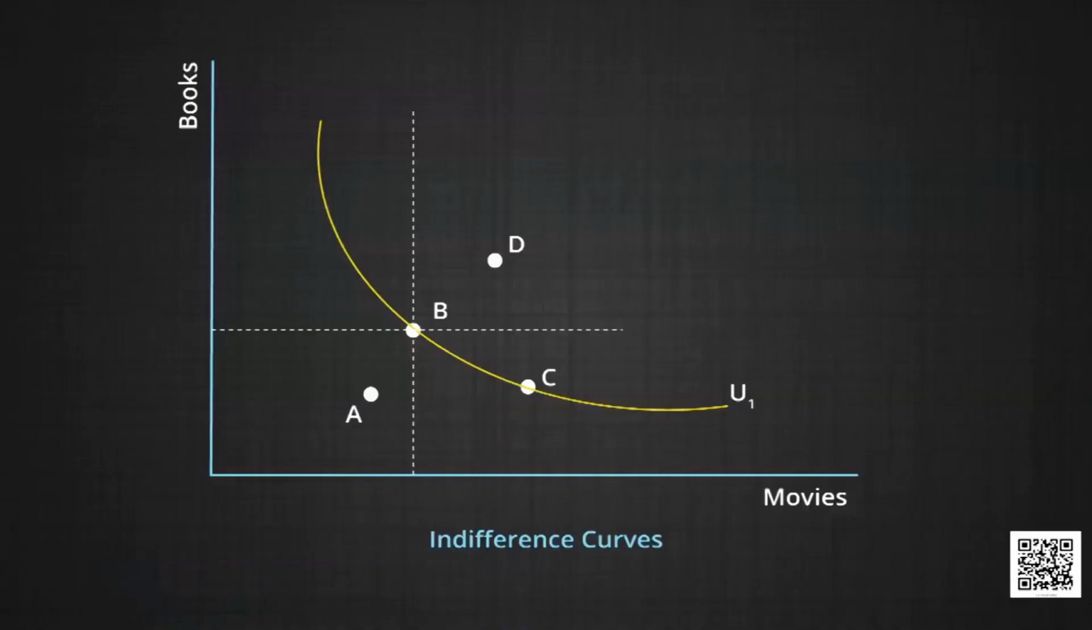But what about a bundle like C? At C, the consumer has more movies than in bundle B, but she has fewer books. Is it possible that the consumer is indifferent between B and C? If that is the case, then B and C are said to lie on the same indifference curve.